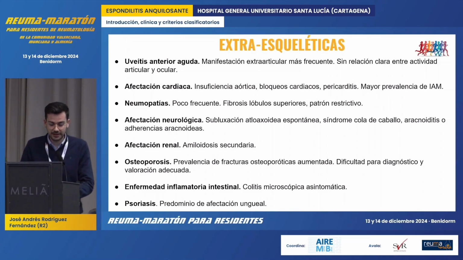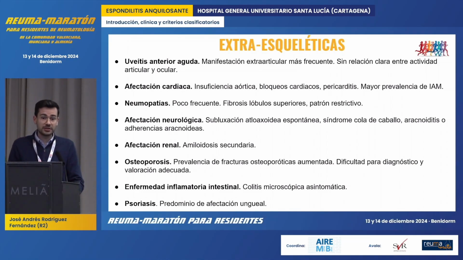There is renal involvement, secondary to amyloidosis. We should also remember that kidney damage can result from prolonged use of NSAIDs. Additionally, in these patients, the prevalence of osteoporotic fractures is increased, and a decrease in bone mass can be observed from the early stages of the disease.